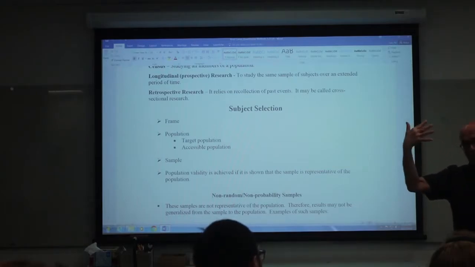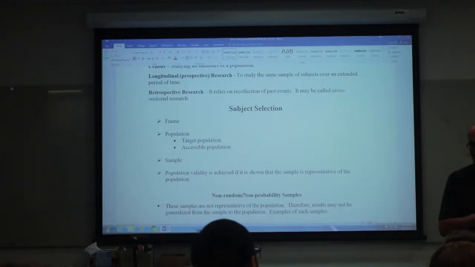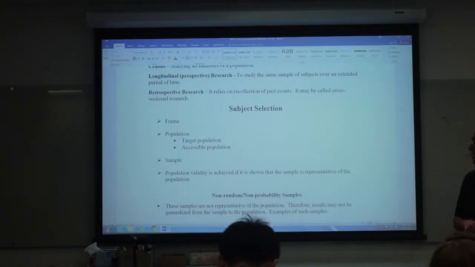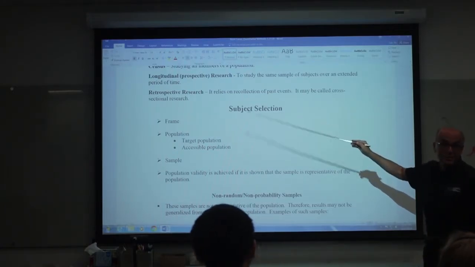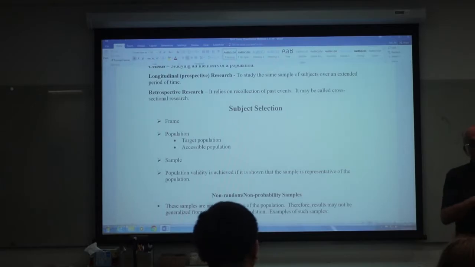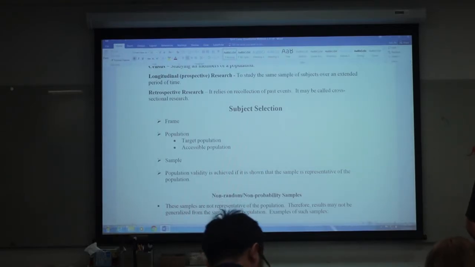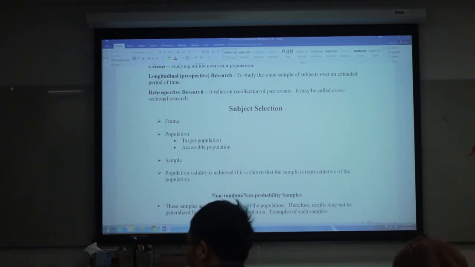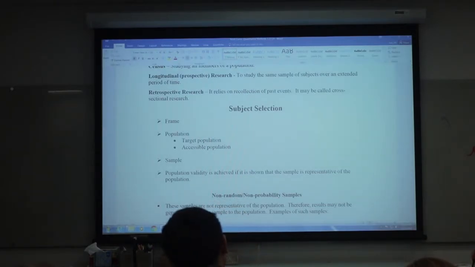So again, picture this proposal you are writing. You have identified your research question. You have identified your design, how you plan to do the study. Then you get to subject selection. You have to have a heading as to where you are going to recruit the subjects and how you are going to do that.